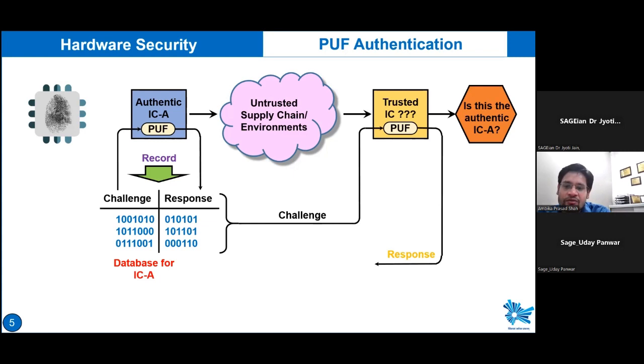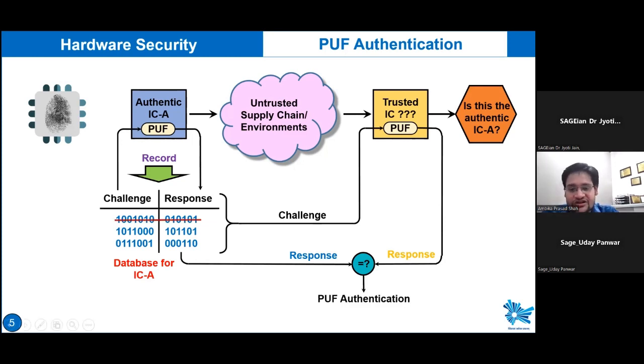Whatever response I get from the second IC, which I'm trying to test for trust, I will compare these two responses: the one from the authentic IC for which we have the database, and the second one which I just wanted to test. And if both the responses are the same, you can say the IC is an authentic one.